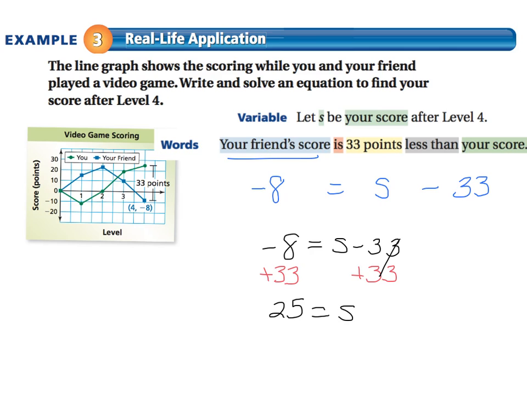So S is 25. So what's your score? We always write it in words. Your score is 25 points.